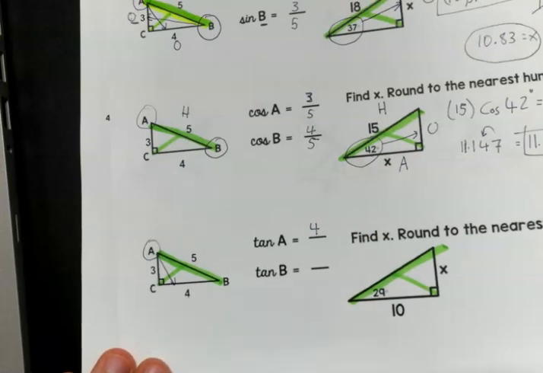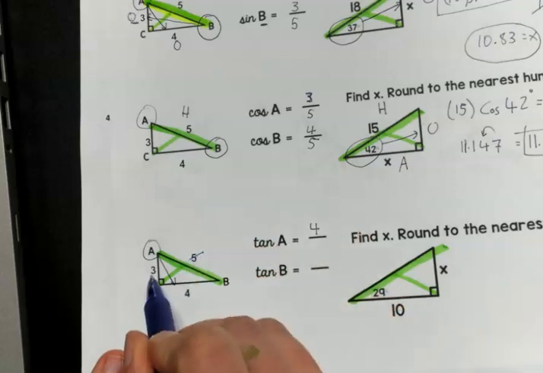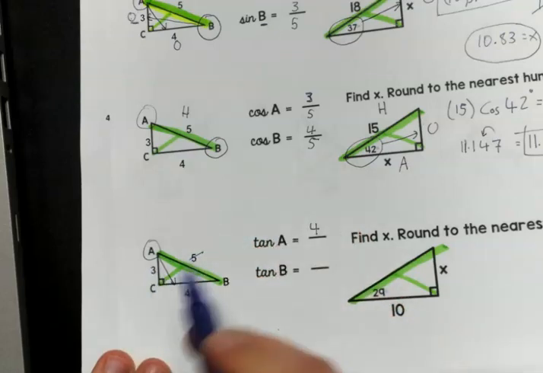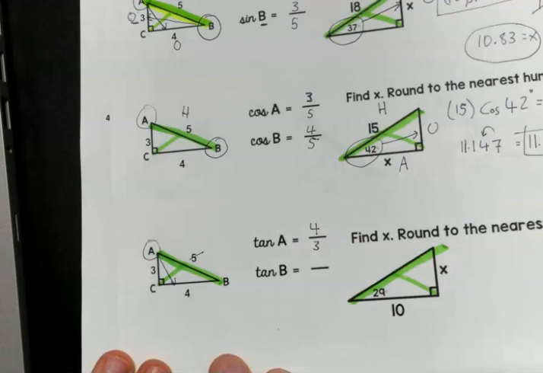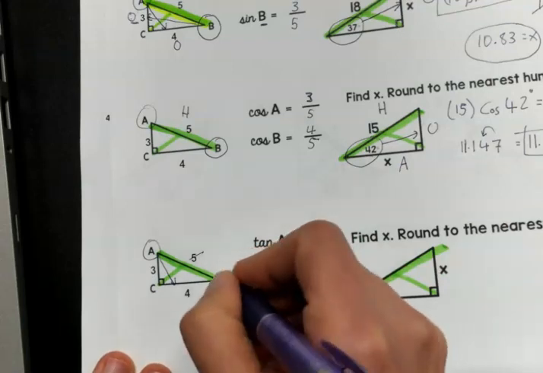Tangent is opposite over adjacent. So opposite and then adjacent means what's touching. Well, 3 and 5 are both touching. And I said for tangent, we're not dealing with hypotenuse, just opposite and adjacent. So we're not going to deal with this 5. So adjacent, 3. Okay?